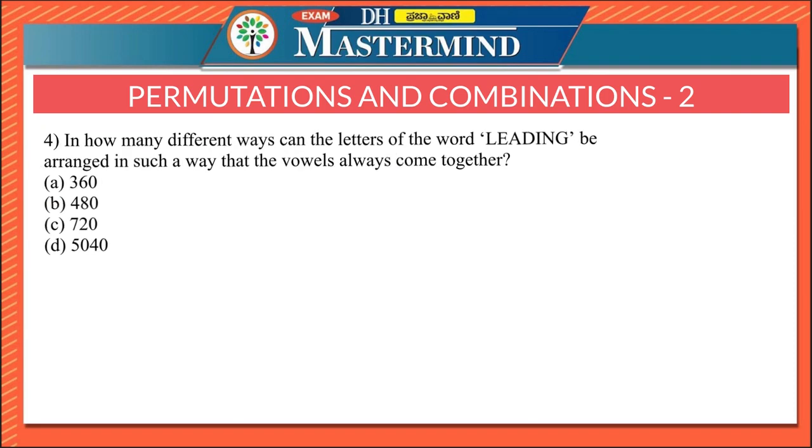Now, fourth question says, in how many different ways can the letters of the word leading be arranged in such a way that the vowels always come together? This is like the last question itself. These are a bit tricky questions, so we have to solve it more to understand it better. Here, let us consider the word leading, L-E-A-D-I-N-G. It has got 7 letters.